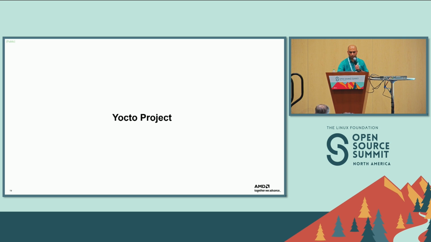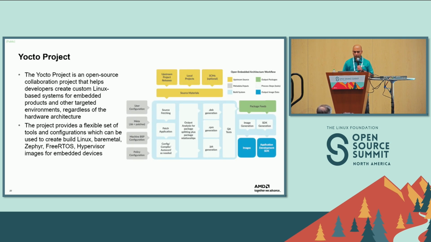Next, we're going to talk about the Yocto project. The Yocto project is an open source project that helps developers to create their custom Linux-based products, and it is not just focused on Linux. It also focuses on bare metal and RTOS, regardless of which architecture you're going to build.